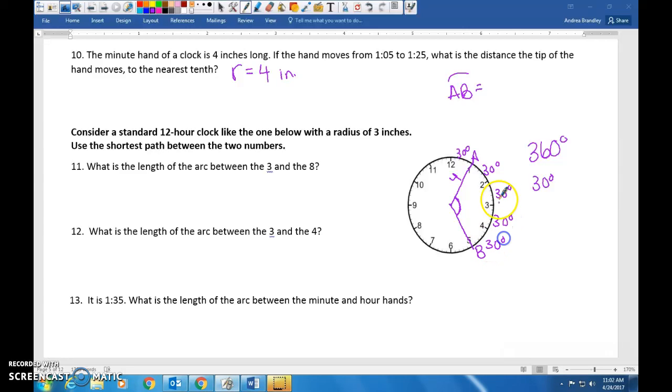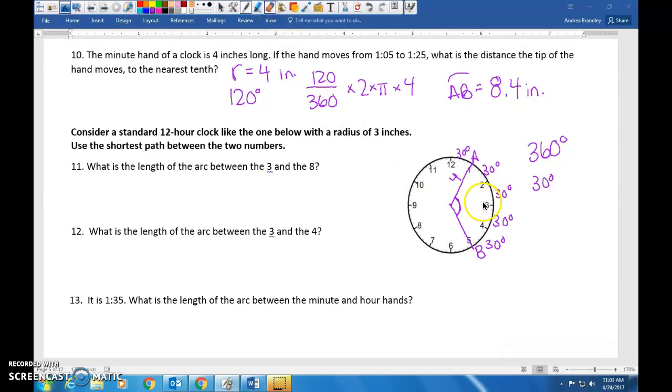So if I'm trying to figure out how many degrees it is from here to here, I can just add these up or multiply them. So I have 1, 2, 3, 4 30 degrees. So 30 times 4, that angle is 120 degrees. So once I have this information, I can use the formula I used above, which was 120 over 360 times 2 times pi times the radius. And if I enter that all into my calculator, I get approximately 8.4 inches is the length of this arc.